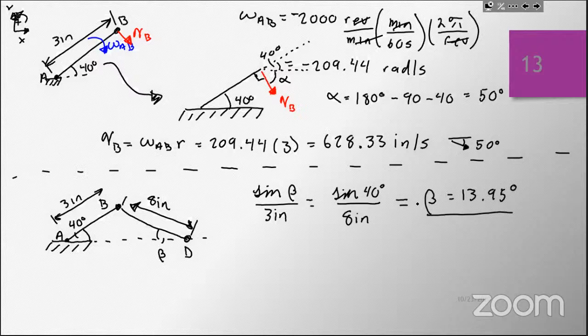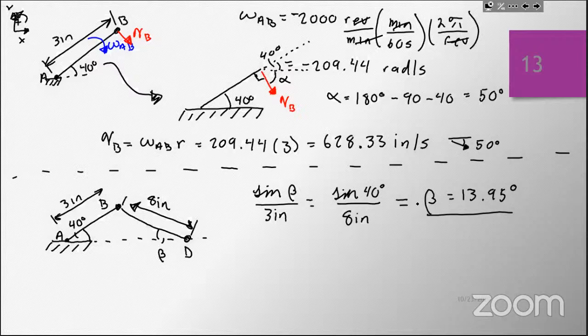Why do we need that? Well, we are going to need that to figure out components of this velocity of the bar from D. We're going to need that later. So we find that angle. Great. What do we do now?